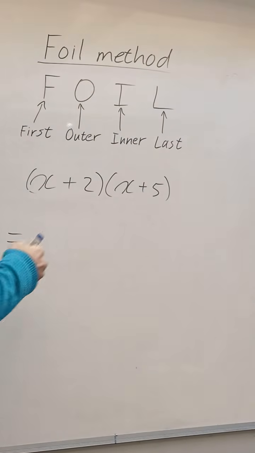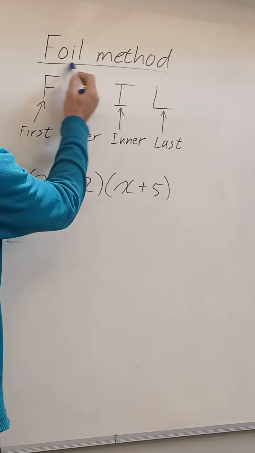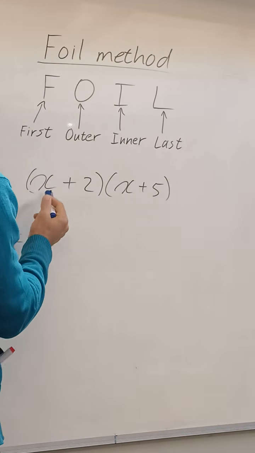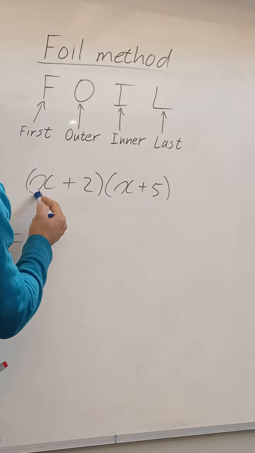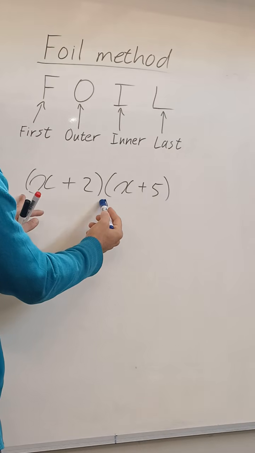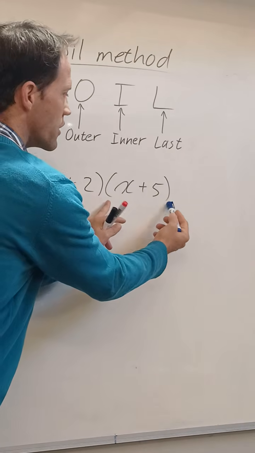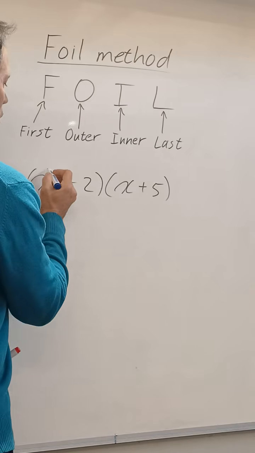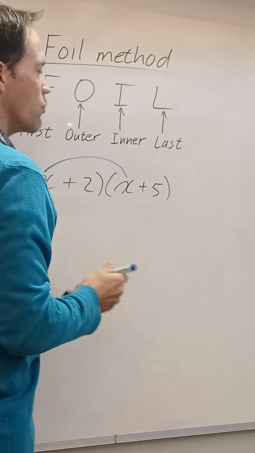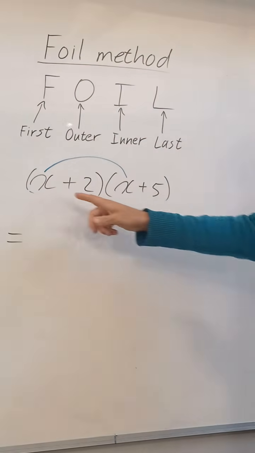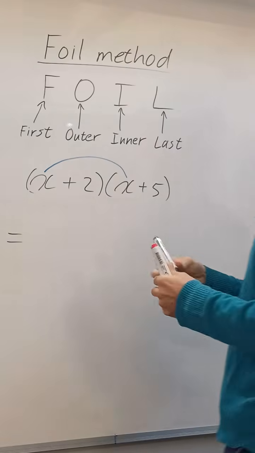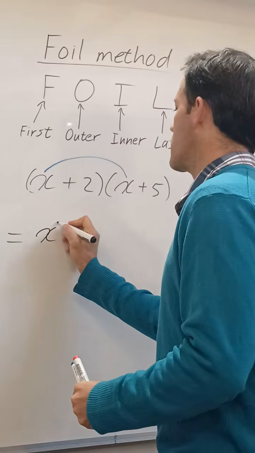So we call it the FOIL. The FOIL method is the F of FOIL is for first. So you take the first term in the first bracket and you multiply by the first term in the second bracket. So when you multiply the first one with the first one, what does that give you? x times x, x to the power 2.